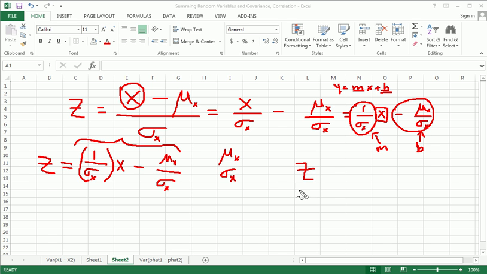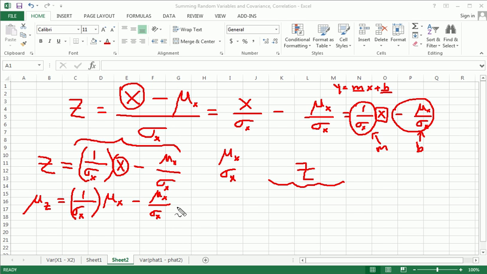So we can get the mean of z. We can calculate the mean of z from what we've learned about random variables and taking linear transformations of random variables in previous videos. We know that the mean of a linear transformation of a random variable is the slope, in this case 1 over sigma x, times the mean of x, plus the intercept, which is negative here, so minus mu of x over sigma of x. This was the slope, this was the intercept.